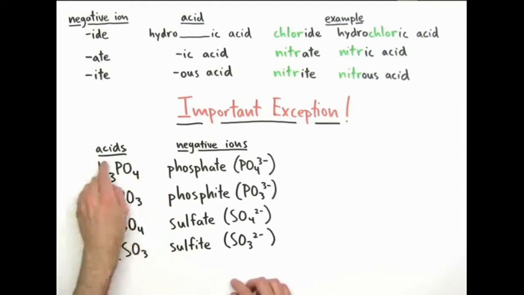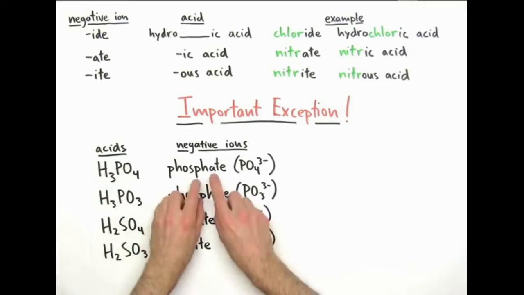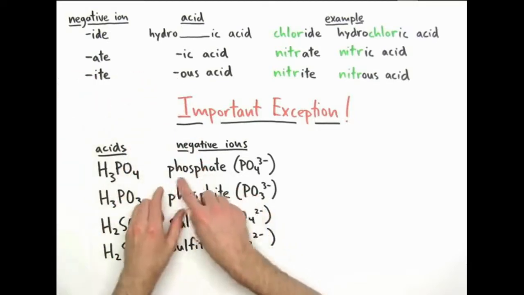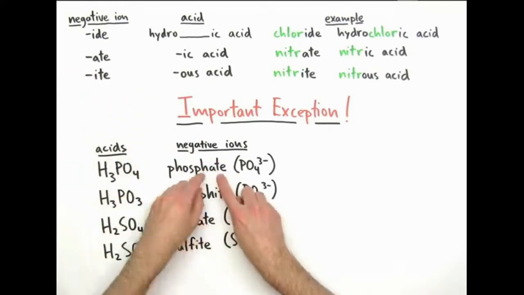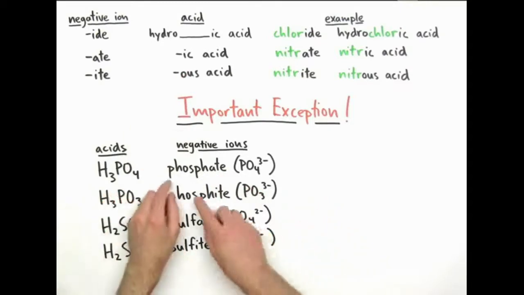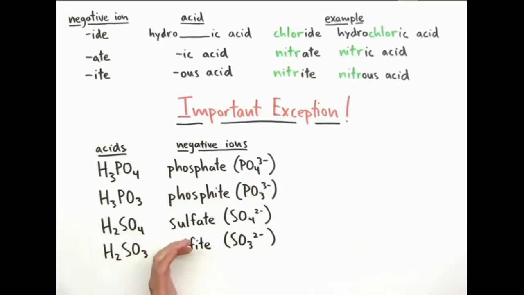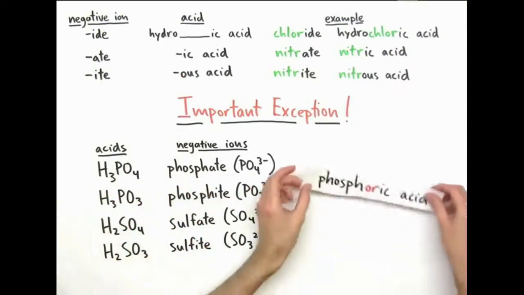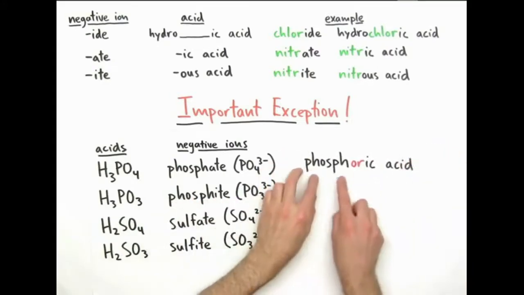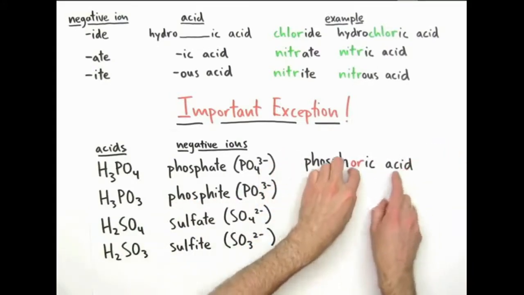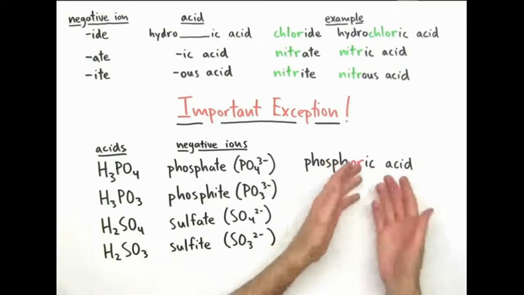Okay, so if we took this acid and tried to name it using the rules that we've learned, we turn the ATE from phosphate into IC, and so we'd call it phosphic acid. That's actually not quite what it is. The name of this acid is actually phosphoric acid. You have to add this OR before the IC.